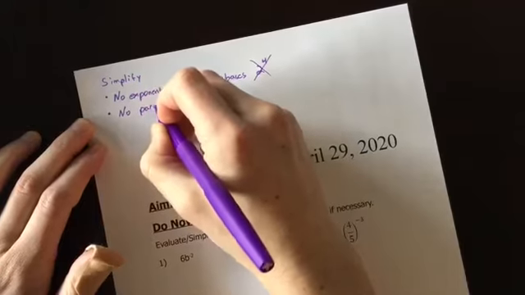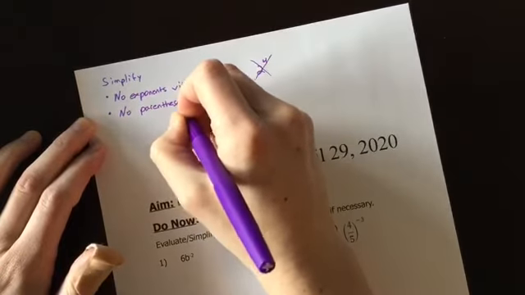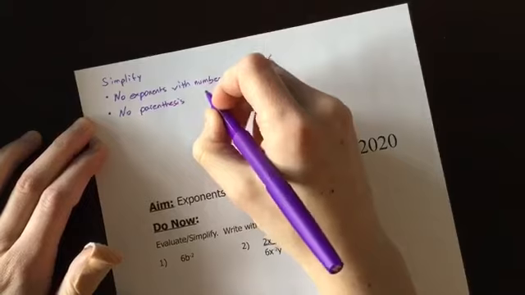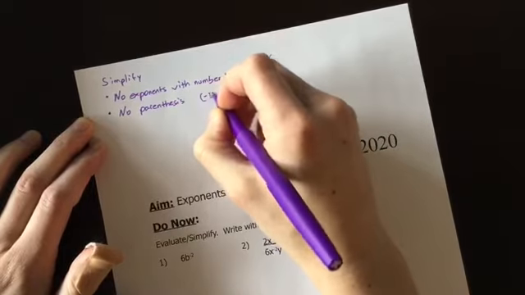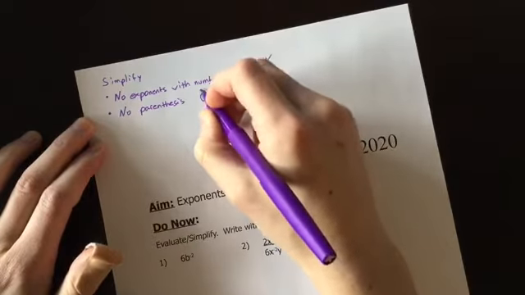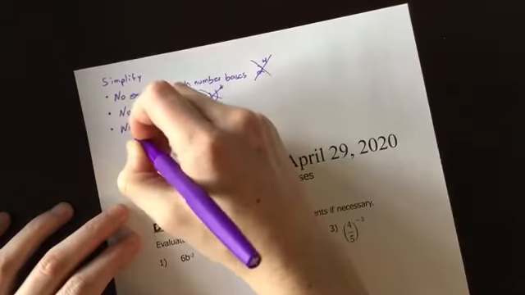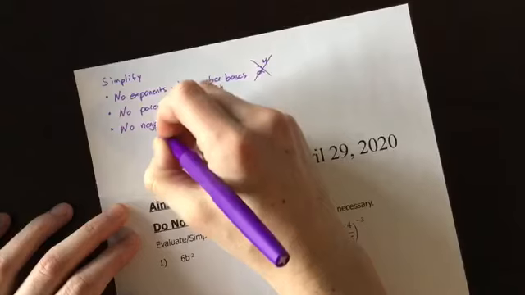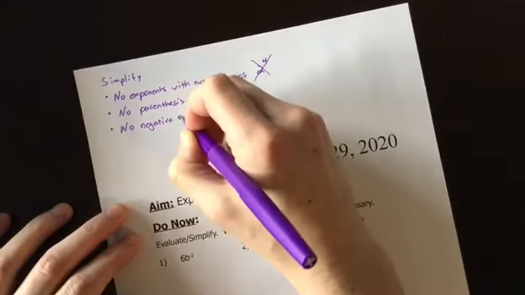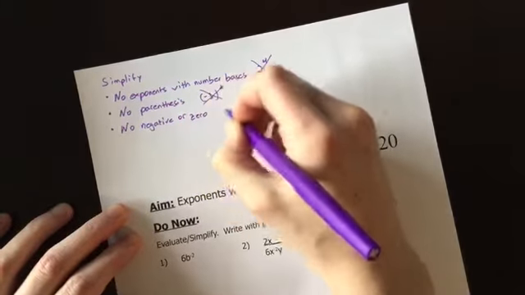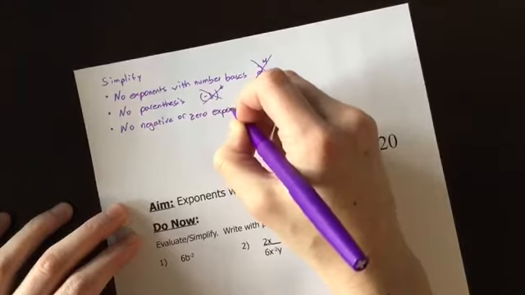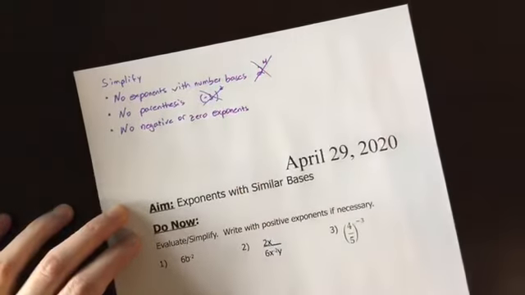No parentheses, so we don't want something like (-3) squared, right? Those parentheses wouldn't be simplified. And no negative or 0 exponents. So let's do all that as we work on our Do Now.